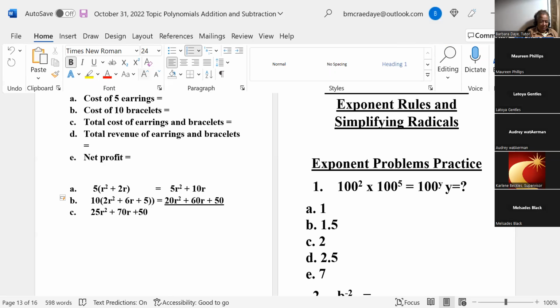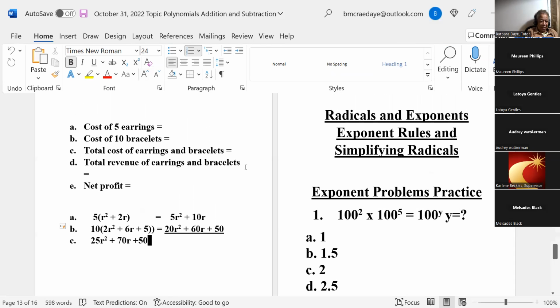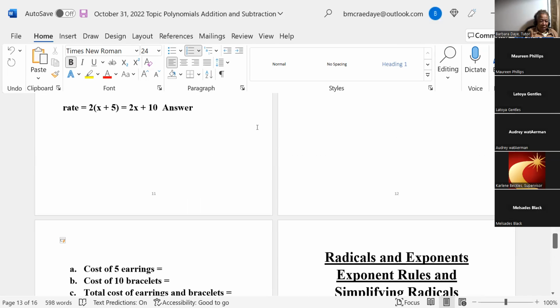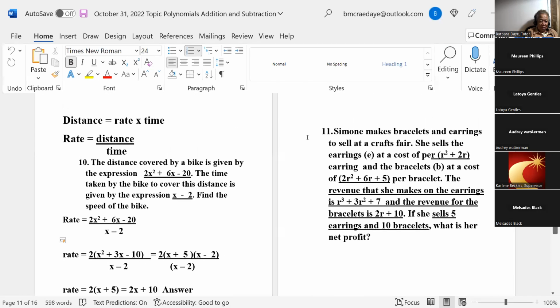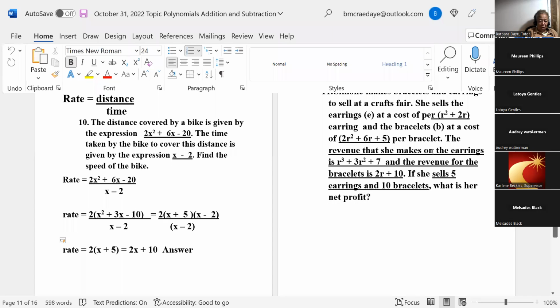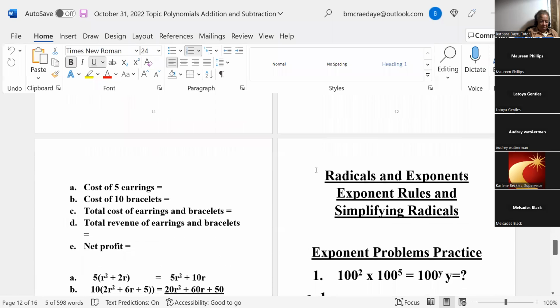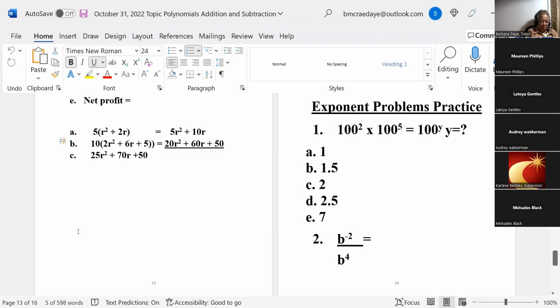Everybody with me? Yep. Okay. Now, how do you find the total revenue of the earrings and the bracelets? Let's go back up here and look up our revenue. The revenue on the earrings is r to the third plus 3r squared plus 7. Let me just put that here. That's the earrings revenue.